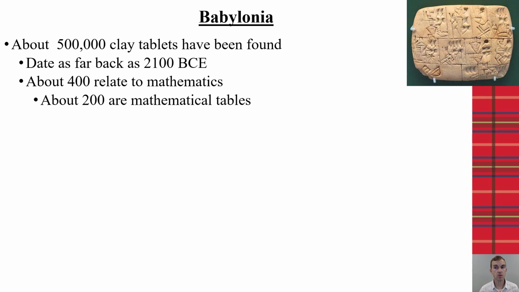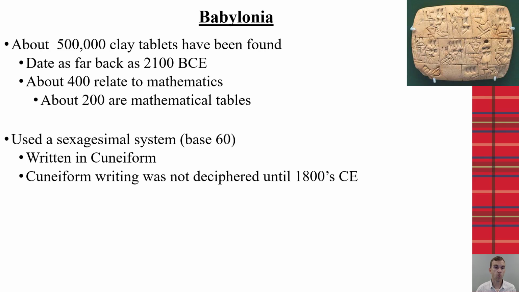And we are able to learn more about the Babylonian culture due to all the clay tablets that have been found over the years. Currently, there's about 500,000 clay tablets that have been found that go back as far as 2100 BCE. Of those, only 400 relate directly to mathematics, and about half of those are only mathematical tables. Now, when we look at the Babylonian system, they used a base 60 system written in cuneiform. And we began to decipher what that cuneiform stated in the 1800s. So it's only been about 200 years that we've been able to read much of the Babylonian tablets.